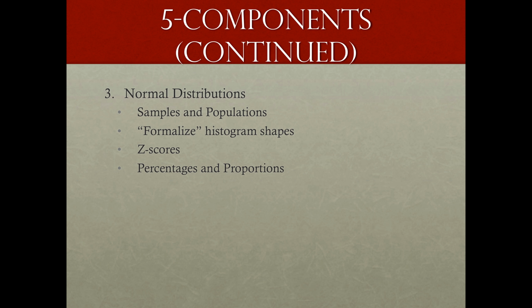The third component is where we actually get into looking at samples and populations. In descriptive statistics, we're primarily interested in, okay, we've collected a sample, how do we describe this particular sample? The normal distribution starts the process of being able to take the sample and generalize to a larger population. So we formalize histogram shapes and bring in terminology such as percentages and proportions.